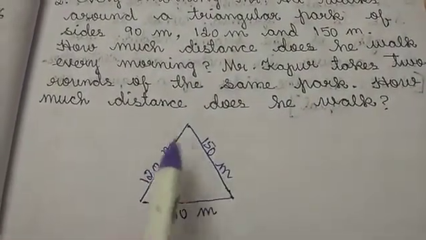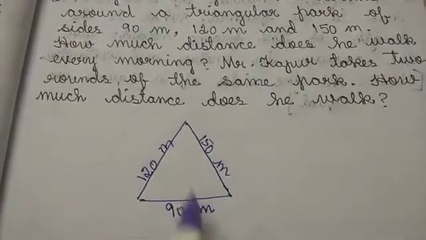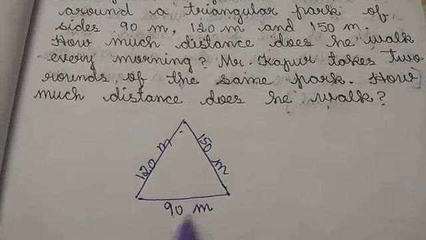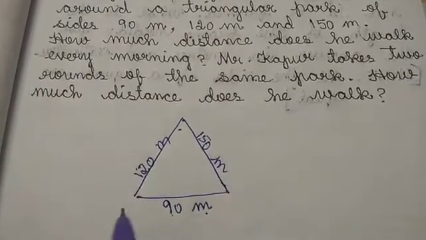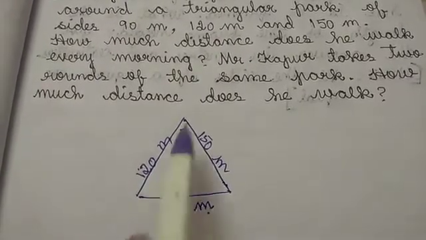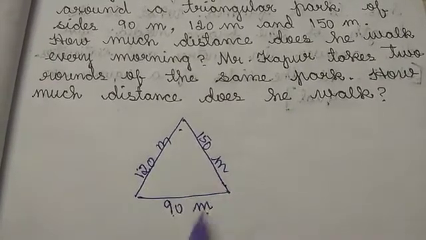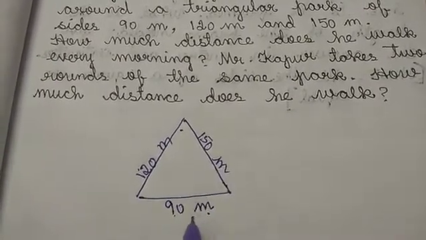Okay, children. So a triangular park is there. In the triangular park, the sides are 90 meter, 120 meter and 150 meter. How much distance does he walk every morning? So you have to add these 3. How much distance does he walk every morning?